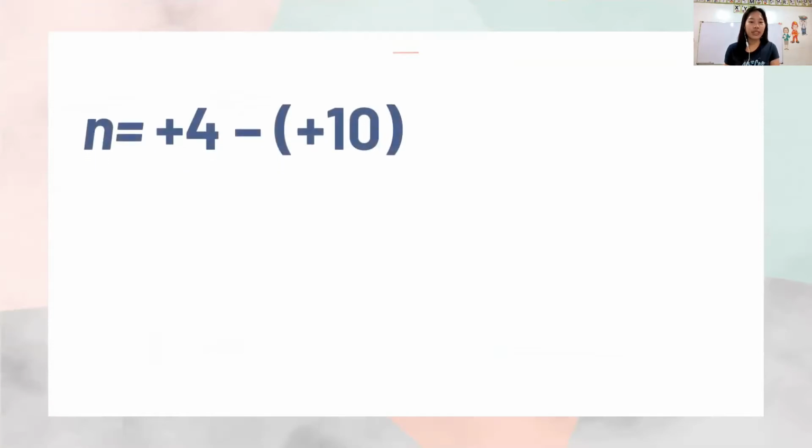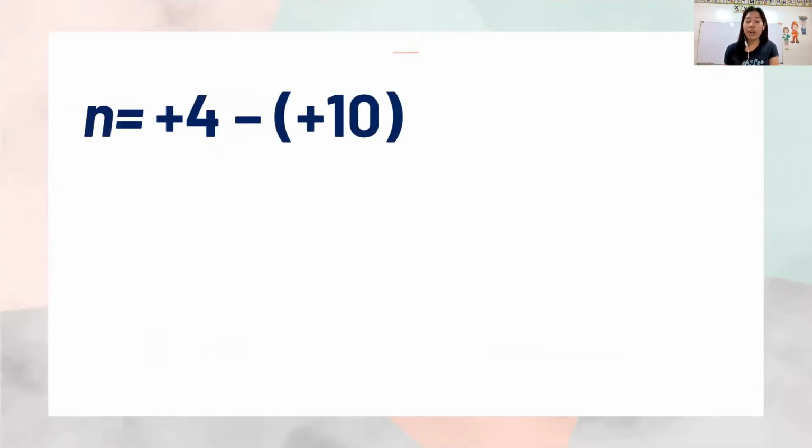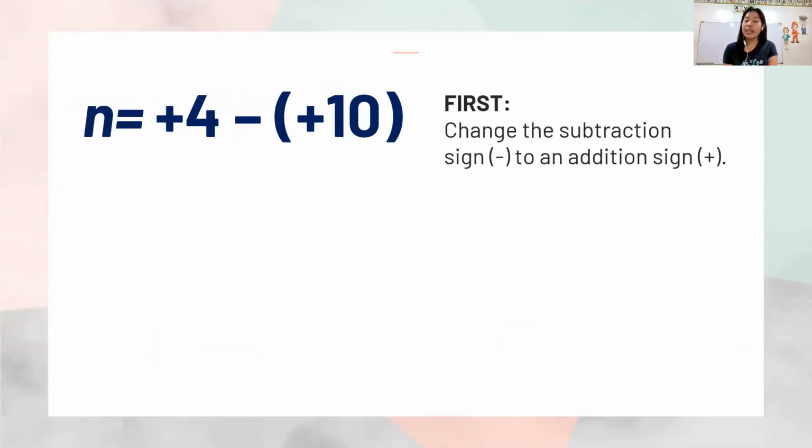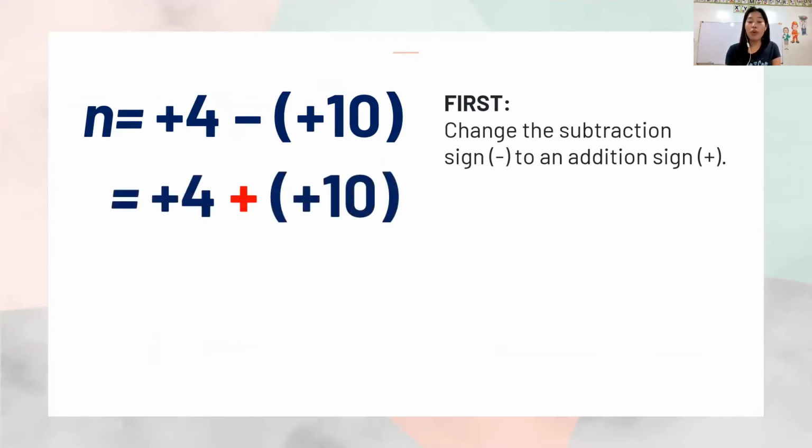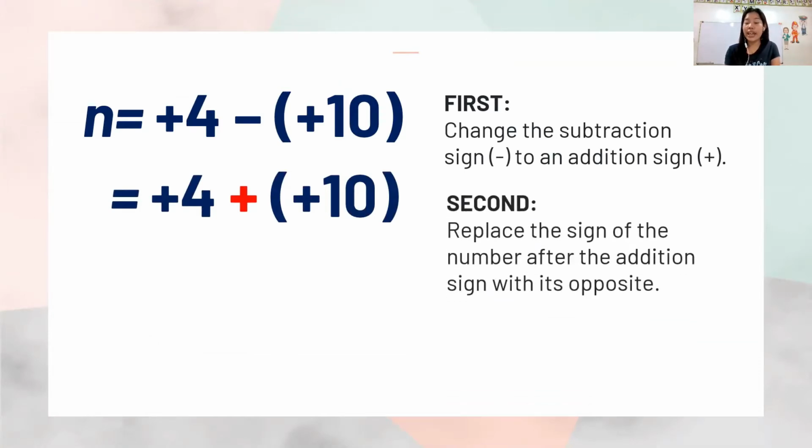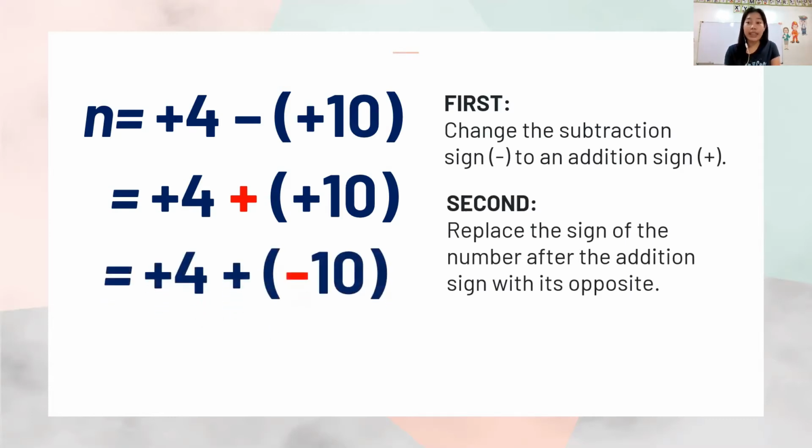Next example, n equals positive 4 minus the quantity of positive 10. First step, change the subtraction sign to an addition sign. From subtraction, we will make it addition. Positive 4 plus the quantity of positive 10. Next step is to replace the sign of the number after the addition sign with its opposite. In this example, the sign of the number after the addition sign is positive, so this will be negative. Positive 4 plus the quantity of negative 10.